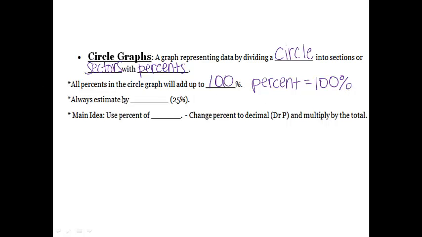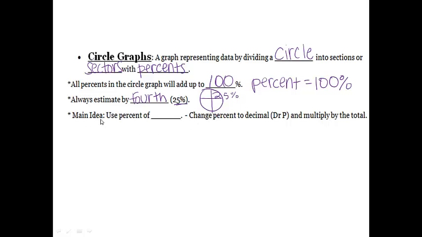Always estimate by fourths. Now I'll show you what that means. Basically you divide your circle up. If this is 100, if you divide it into fourths, each one's going to be worth 25%. We'll talk about this more in a second when we do an example.